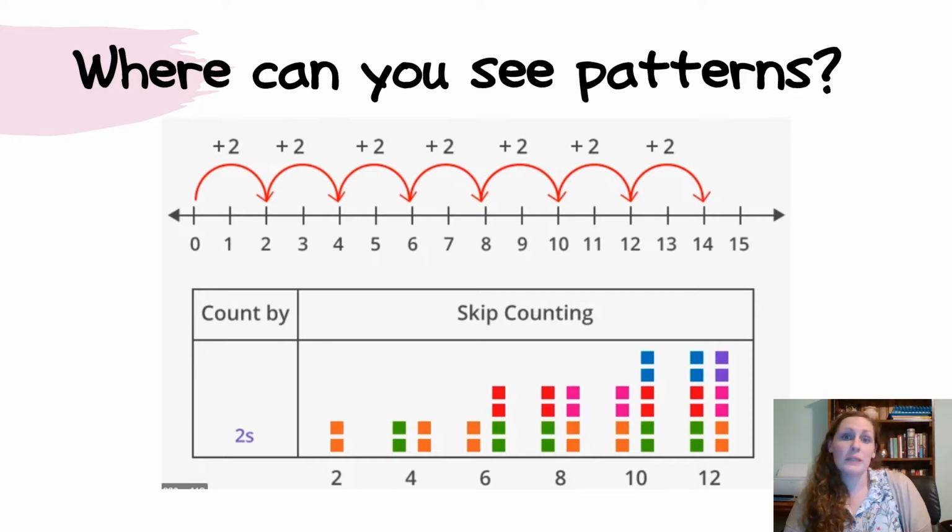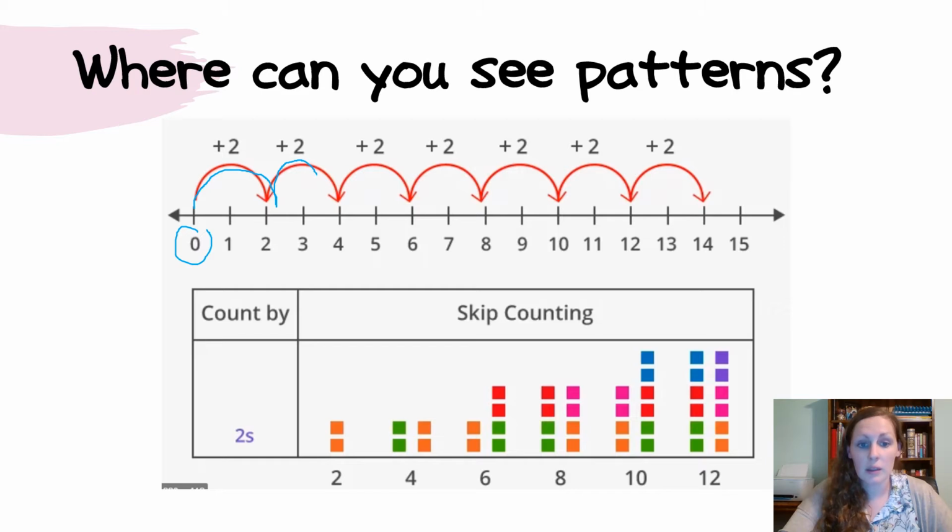One example is when we skip count. Whenever we skip count, that's a pattern. If I start at 0 and I'm counting by 5s, I know what's going to come next in the pattern because my rule is plus 5 each time. So 0, 5, 10, 15, 20. Or in this example, if I start at 0 and my rule is to count by 2s, I know that it's going to go to 2, then 4, then 6, then 8.